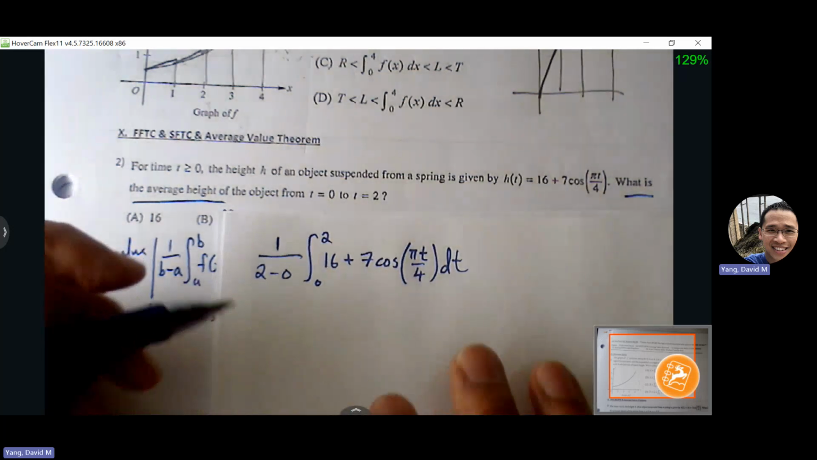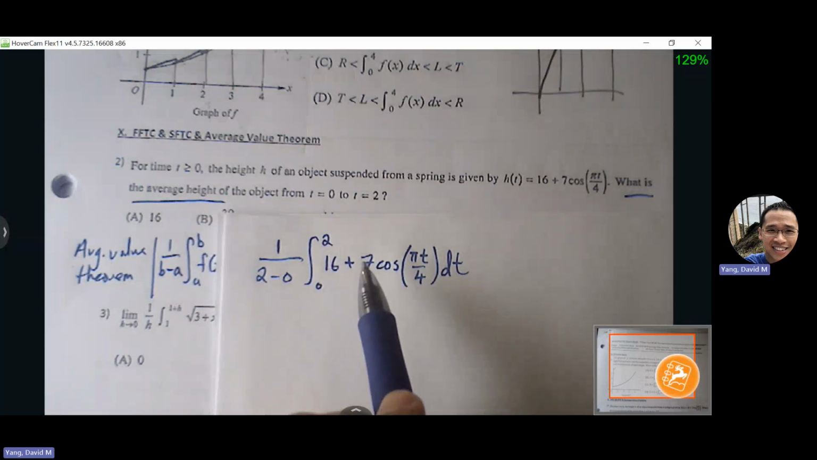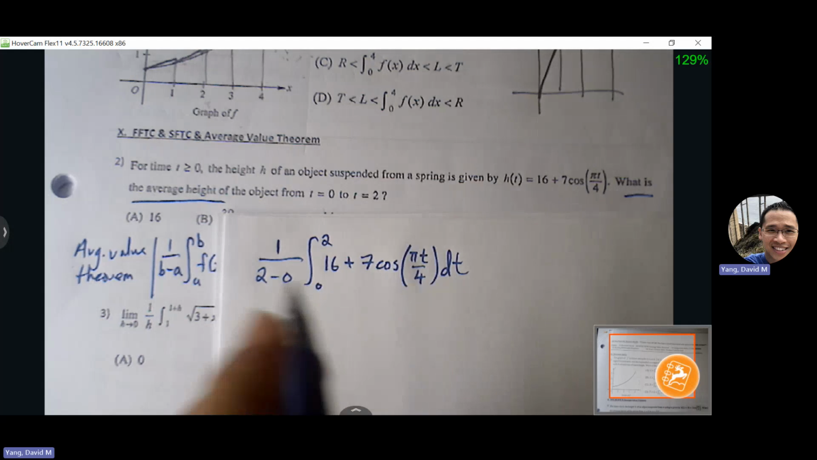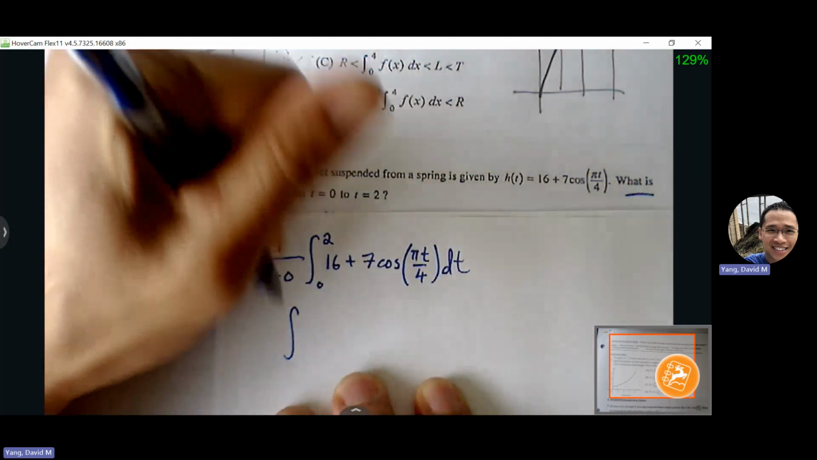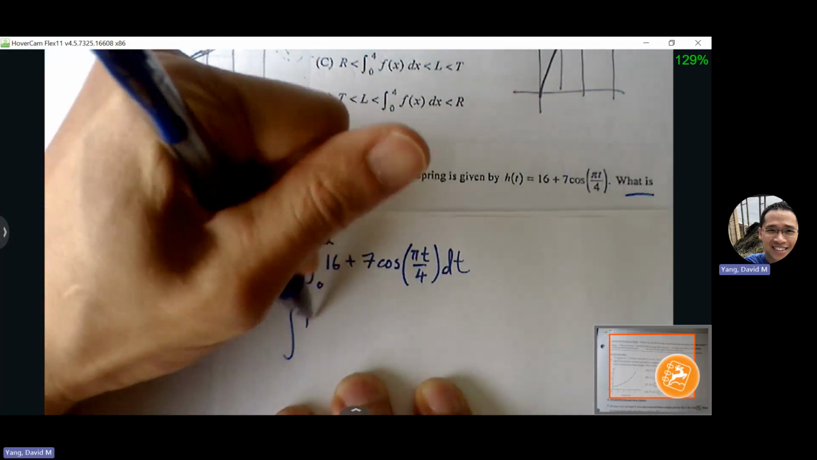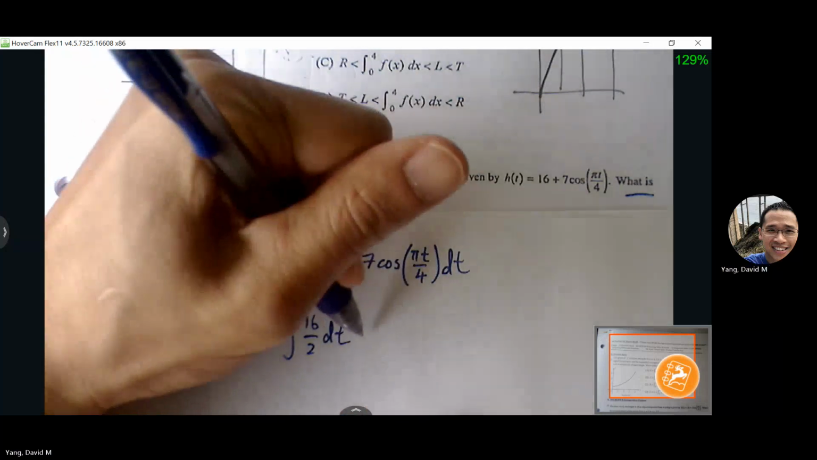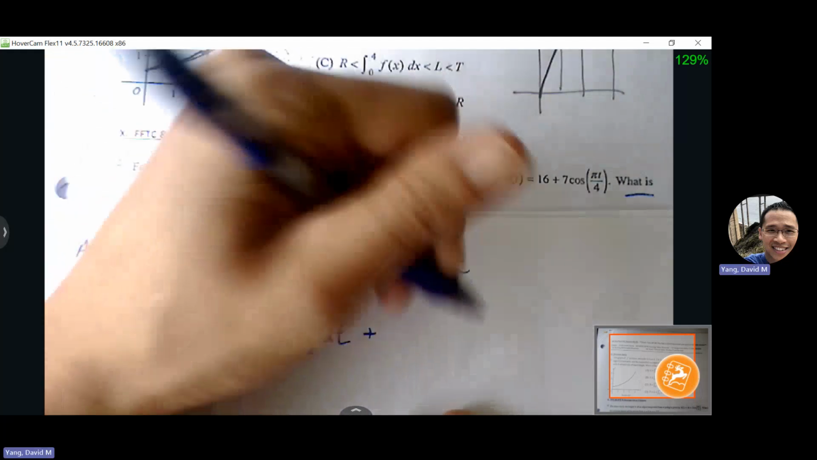So I'm just going to go ahead and split this up because I know this 16 is going to be easy. That's power rule. But this 7 cosine pi t over 4, I got to go through what? Yeah, use substitution. So I'm going to just do a little bit of cleanup. So if I'm going to distribute the 1/2 through, I'll make this 16 over 2, which is going to be 8. And I'm going to just separate the rest of it here. 7 over 2.